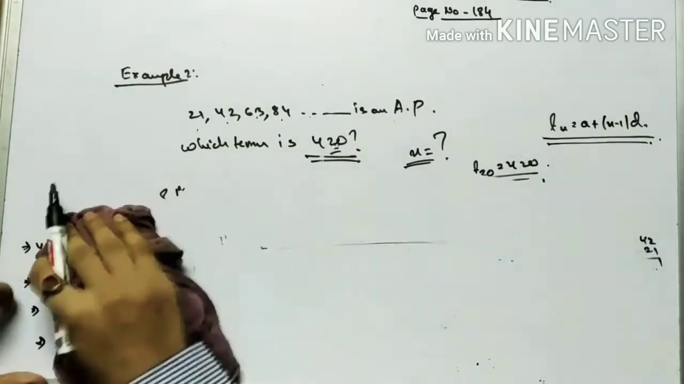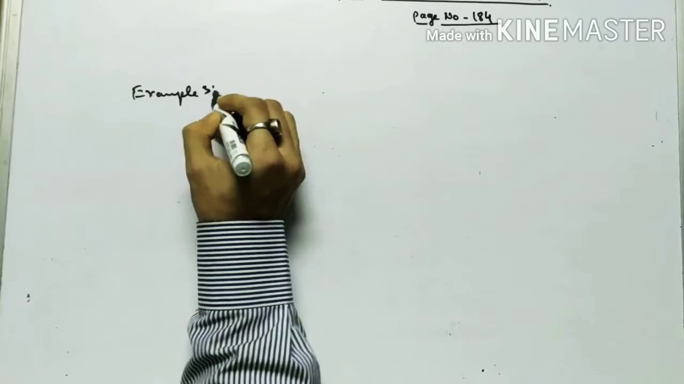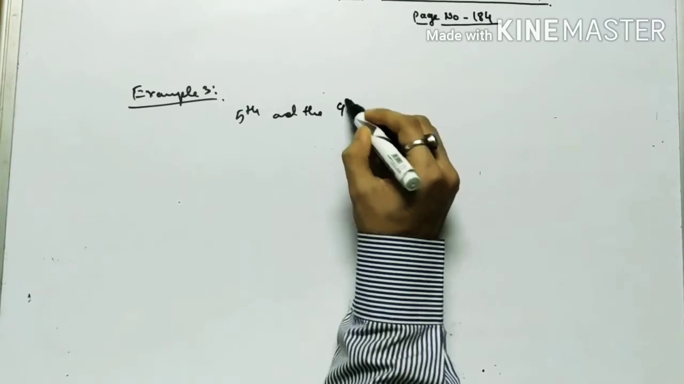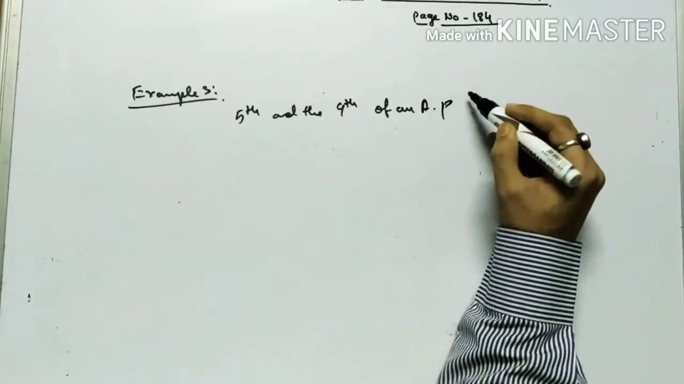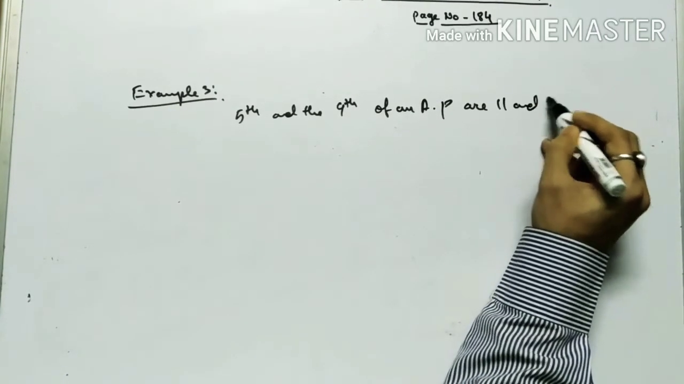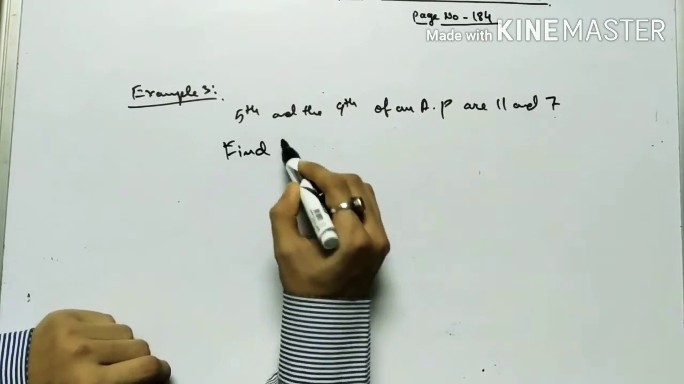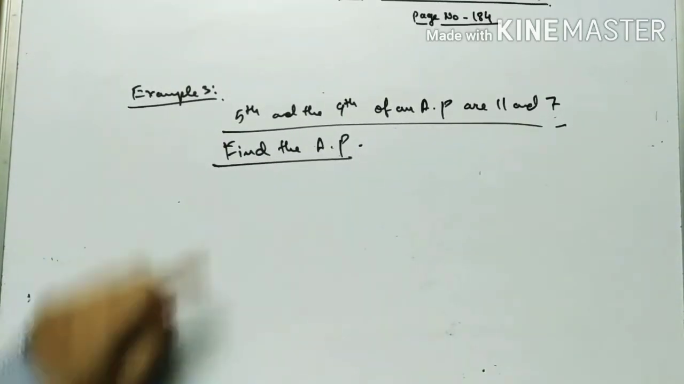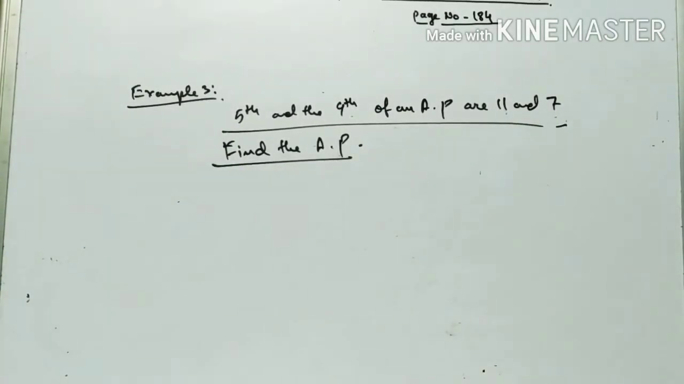Now you see example 3. It says that the fifth and the ninth term of an AP are 11 and 7 respectively. Find the progression. What I have to find here is the AP. So some arithmetic progression is there whose fifth and ninth terms are given as 11 and 7. I have to find the arithmetic progression.